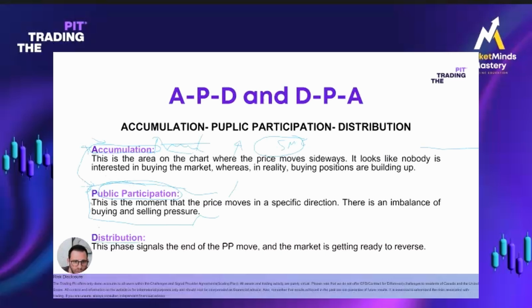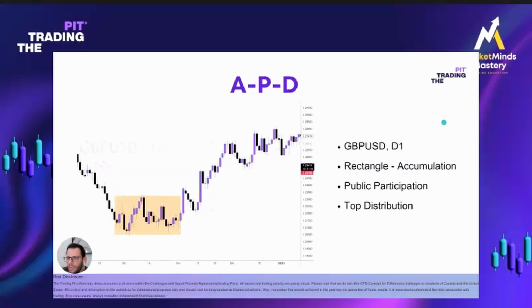Often traders try again to apply any kind of strategy while the market is about to, let's say, reverse or go into a sideways move before it decides if it's going to move upwards or push to the downside. So let's try to understand a little bit the accumulation, in both occasions, public participation, and the distribution. For example, here we see the Great British Pound USD on the daily chart.